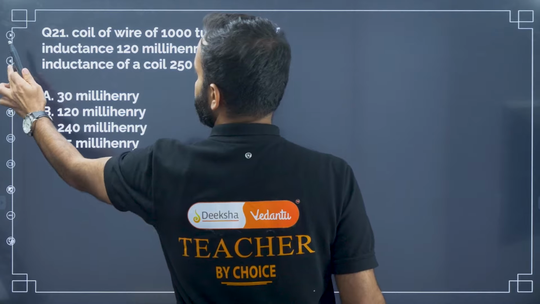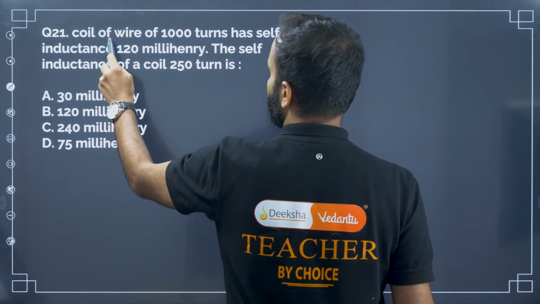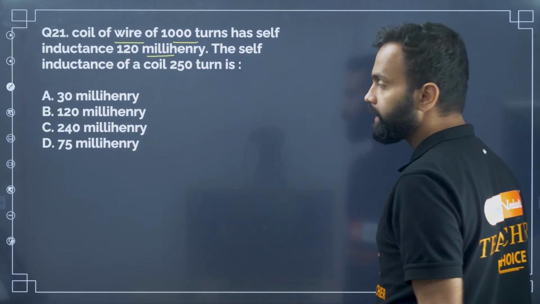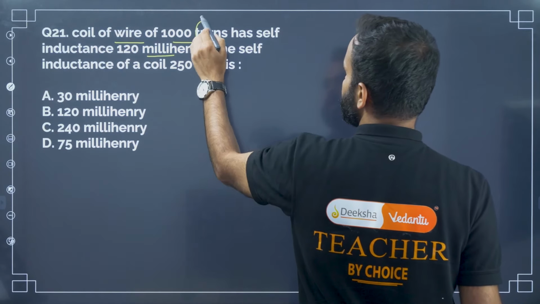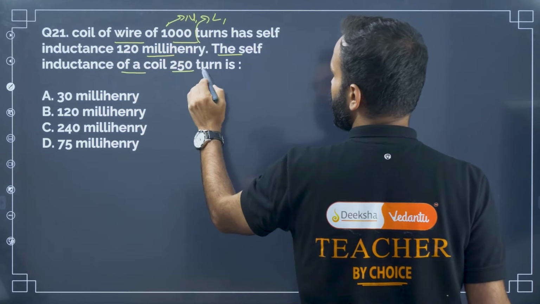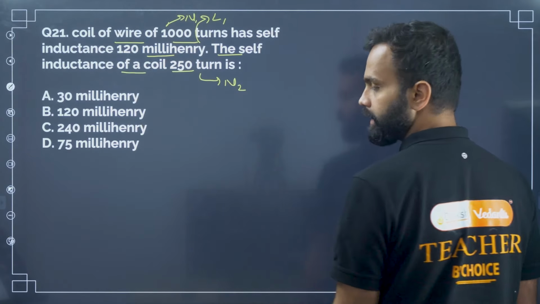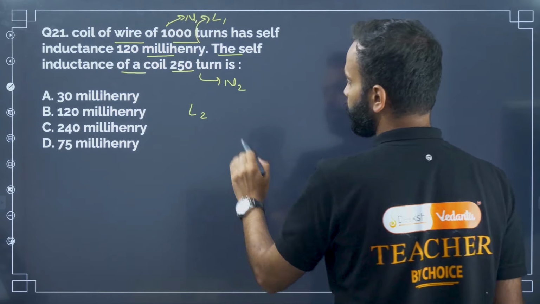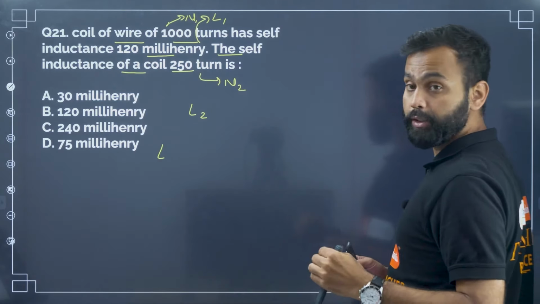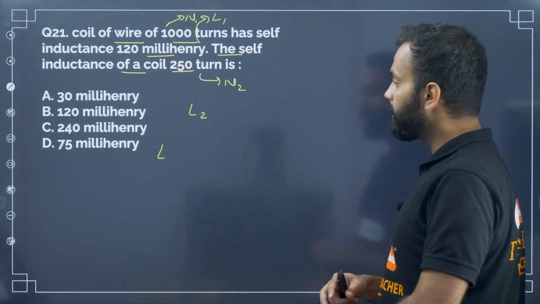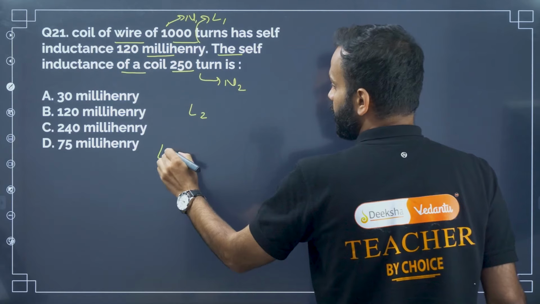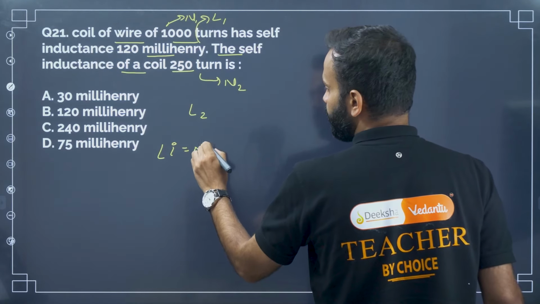A coil of wire of 1000 turns has self-inductance 120 millihenry. So here, let's say this is L1 and this is N1. The self-inductance of the coil of 250 turns is, this is N2. We need to find the value of L2. We know the relationship between self-inductance, current and magnetic flux through the coil. That is L into I equals N into phi.